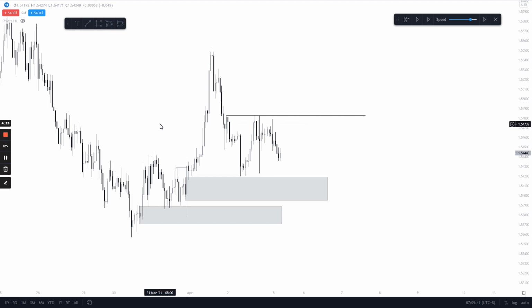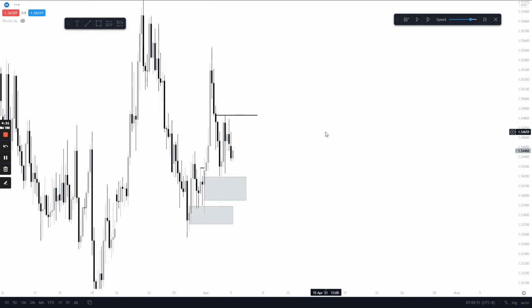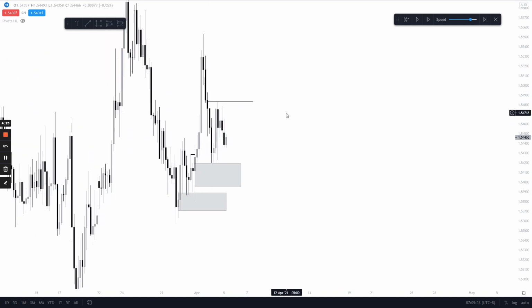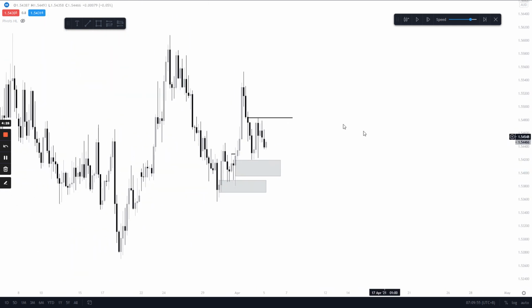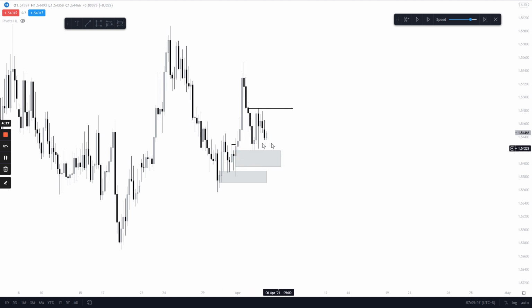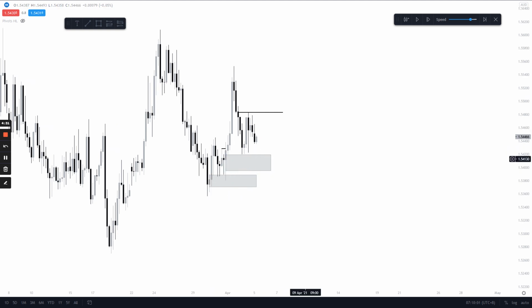Alright, so let's just go into the 4-hour time frame again just to check that particular area, and this is what it looks like. So this was our initial point of interest, and this one is the one that has been mitigated already.